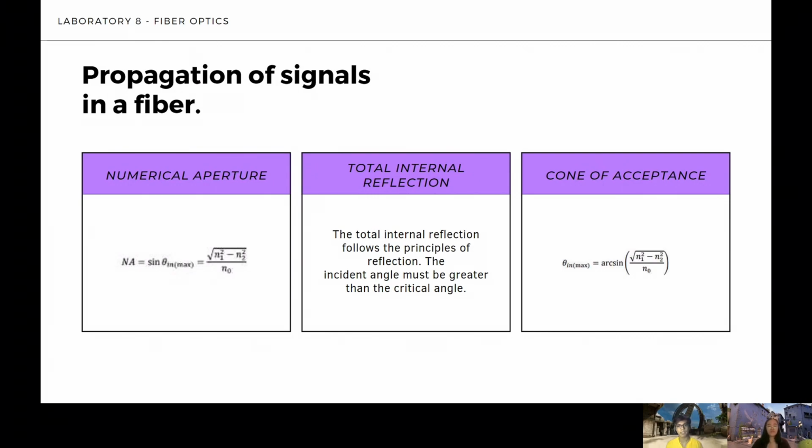The acceptance cone typically indicates the angle within which light will enter the fiber, resulting in total internal reflection. The formula below is for the acceptance angle. You can see here the arcsine of the square root of n1 squared minus n2 squared, all over n naught. Next slide.